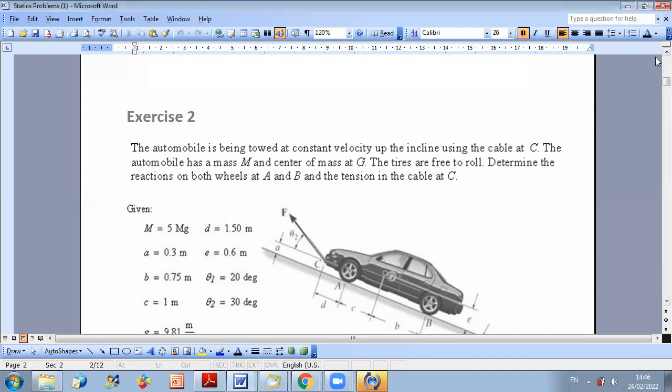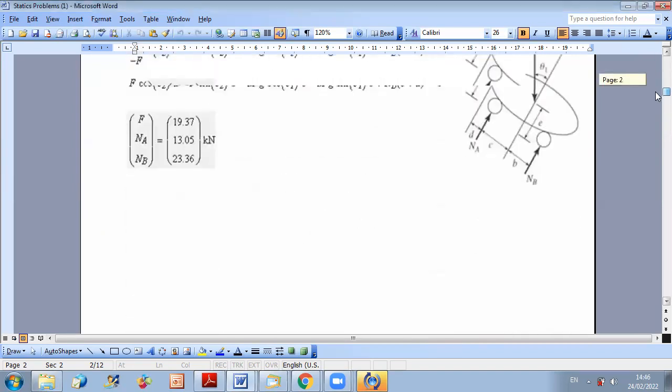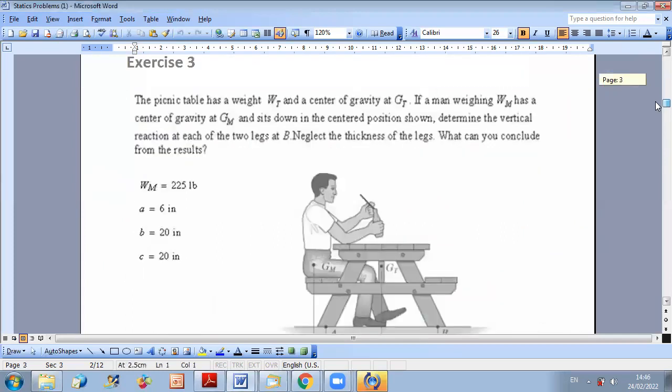So let us continue. A picnic table has a total weight of WT and the center of gravity at GT. If a man weighing WM has a center of gravity at GM and sits down in the centered position shown, determine the vertical reaction at each of the two legs at B and neglect the thickness of the legs. What can you conclude from your results?